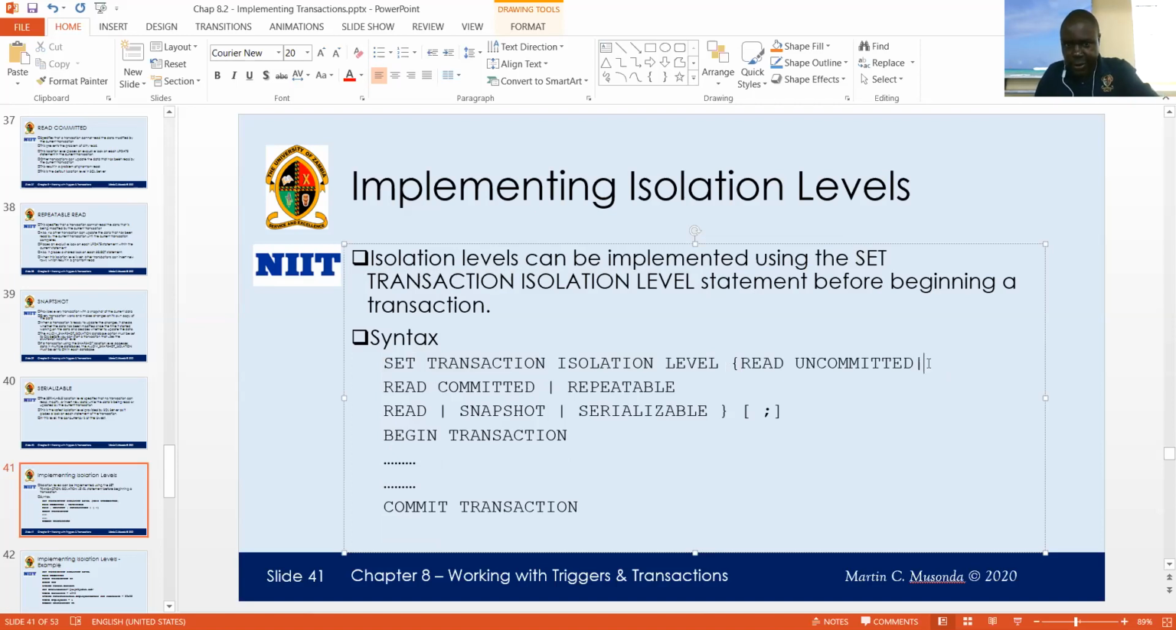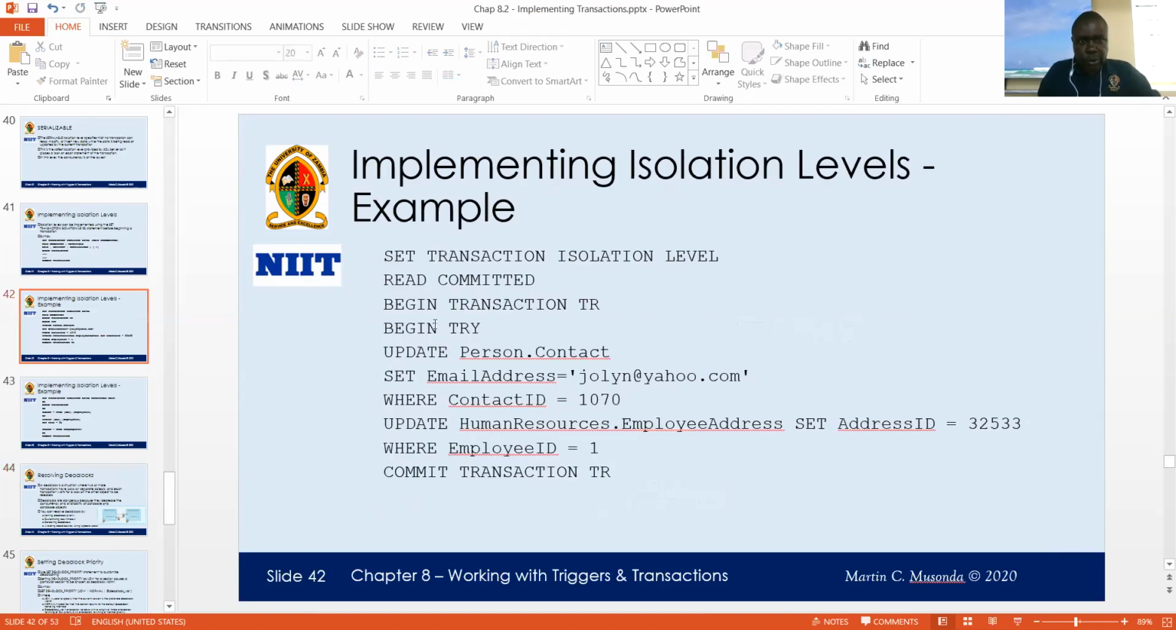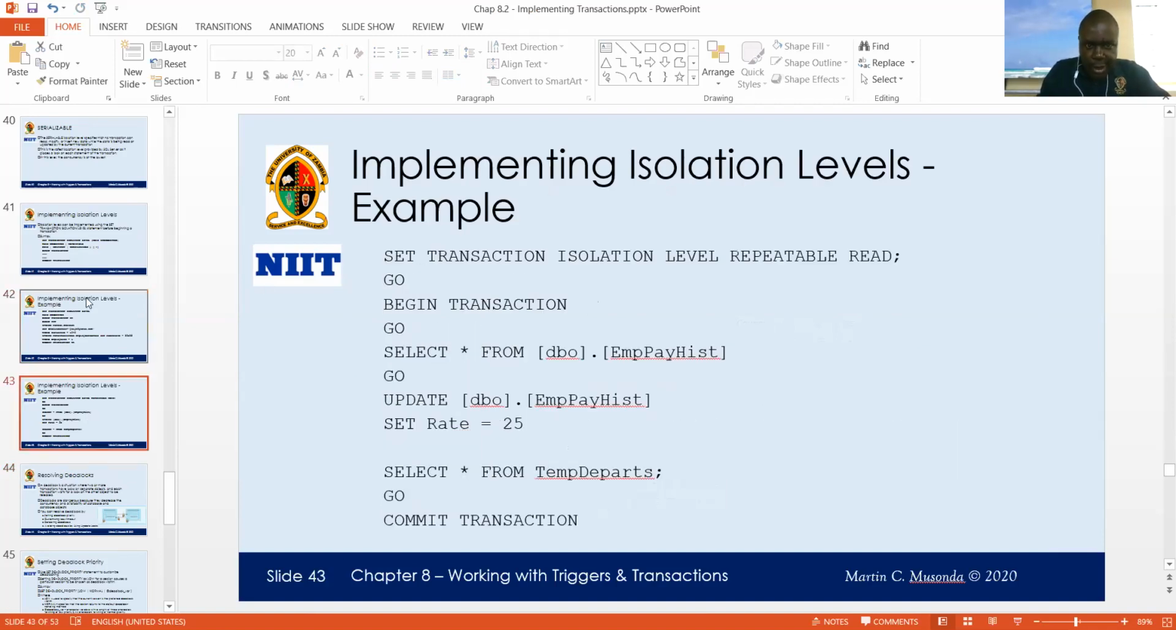The isolation level can have one of these options: read committed, repeatable read, snapshot, and serializable. Of course, that ends the statement, so you have the option of putting the semicolon. Then you begin the transaction. Once the transaction has been concluded, you can commit the data.